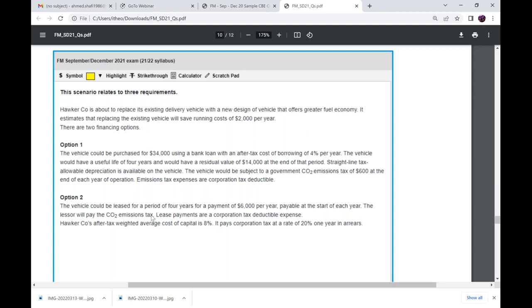The lessor will pay the CO2 emission tax. We don't have to pay it. The lessor is the one giving us the vehicle; we are the lessee, we are taking it. The lessor will bear the tax. This is not our cost. Lease payments are corporation tax deductible. Hawker's after-tax weighted average cost of capital is 8%, and it pays tax at a rate of 20%, 1 year in arrears.